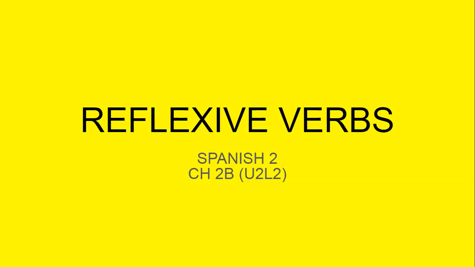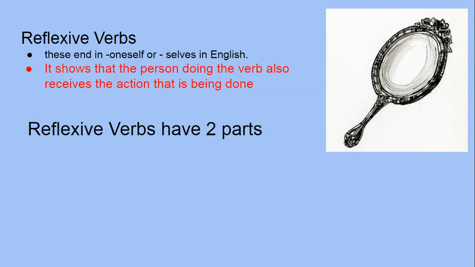Reflexive verbs. So in your notes, it has this first part. It says reflexive verbs. These end in oneself or selves in English. And it shows that a person that's doing the verb is also receiving the action of the verb that's being done. So that's why the mirror. So it kind of bounces off. So if I say I wash my hair, I'm the one with the clean hair. If I say I brush my teeth, I'm the one with the clean teeth.